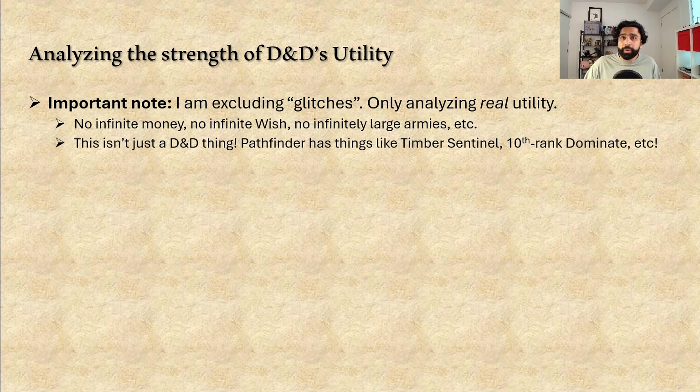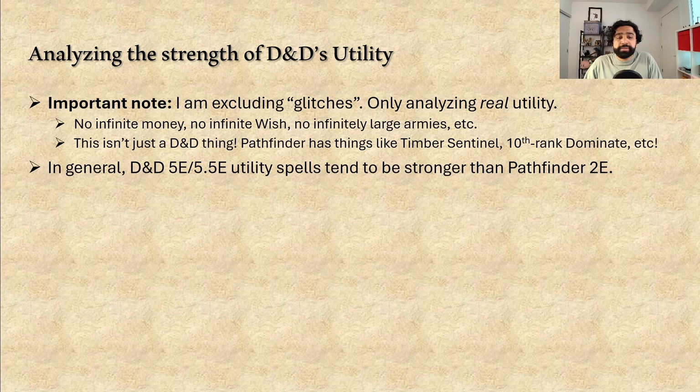Pathfinder has its own equivalents of things like this. Any character by level 4 can use Timber Sentinel to make an infinitely large forest, for example. Any spellcaster at level 19, if they get access to the Dominate spell, can recruit an army of level 19 and 20 characters who are arguably more setting warping than that true polymorph glitch I mentioned earlier that D&D 5e has. So both games have their own glitchy utility, and for both games we will just be ignoring it, removing it from the conversation, and narrowing down to things you will actually get to do in your campaigns.